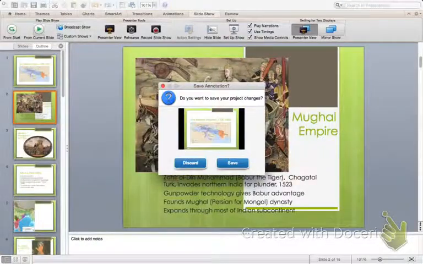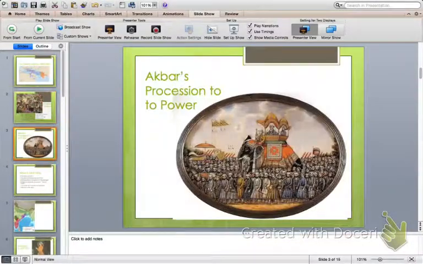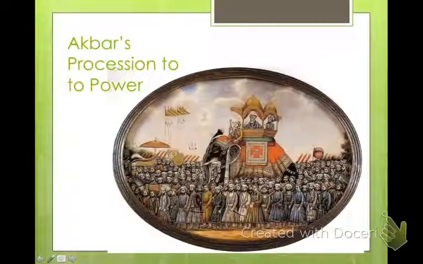Who's next? The next individual would be Akbar. Akbar's procession to power. There are many infamous and wonderful things that happen under Akbar's rule. I would like to juxtapose in this image, you see an elephant carrying him in the procession. I'd like to put that in the last image of this PowerPoint and show the transition of power in South Asia.